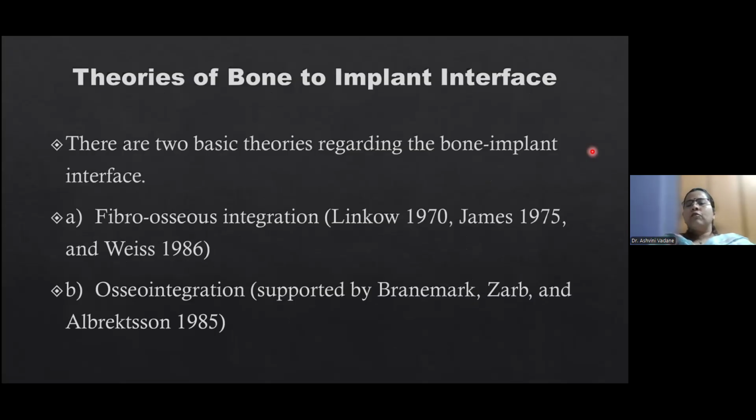Now we will see the theories of bone to implant interface. There are two basic theories regarding the bone to implant interface. The first one is the fibro-osseous integration, and the second one is the osseointegration. In the introduction slide, we had seen that Linkow, James, and Weiss had proposed the fibro-osseous integration. So the first one is that theory. And the second one is the osseointegration, which was proposed by Brånemark.